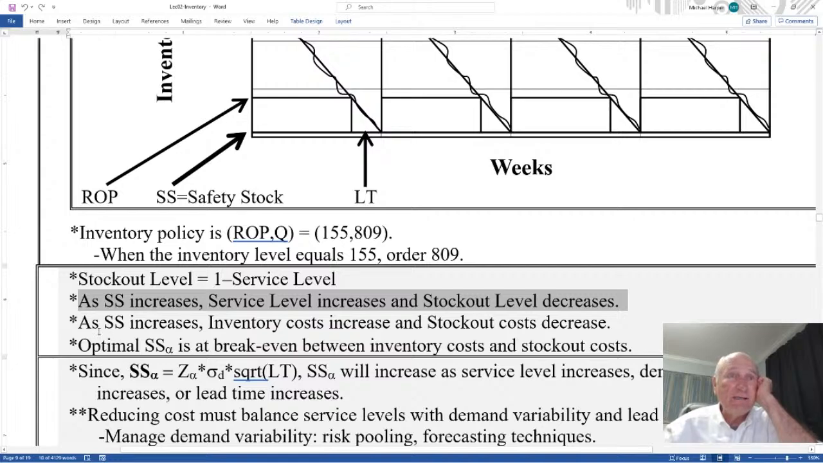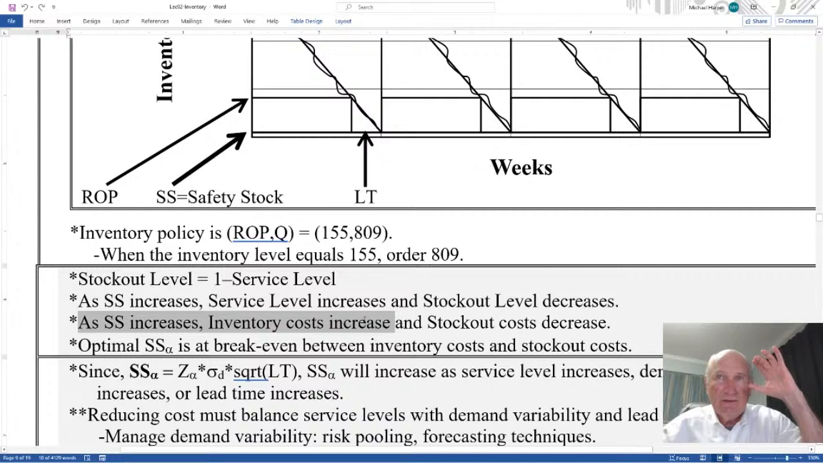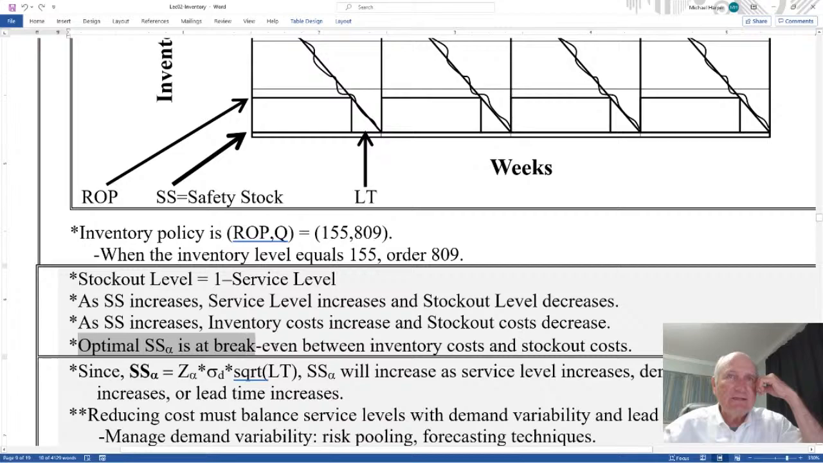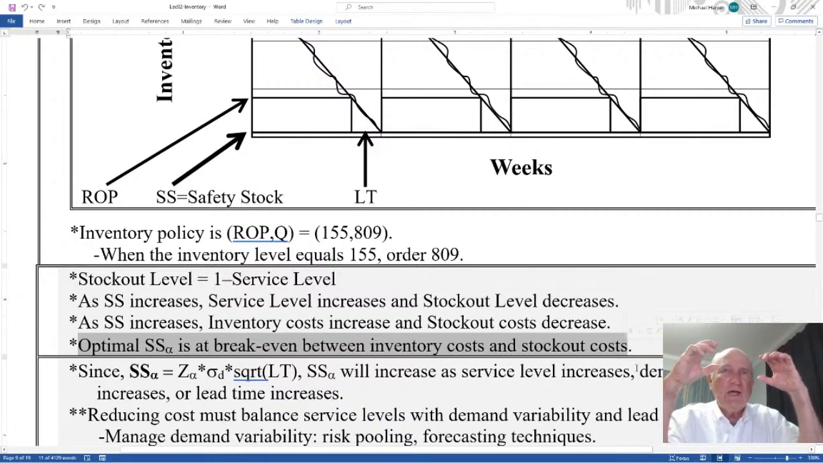But as the safety stock increases, the inventory cost increases because you're carrying more inventory. But the stock out costs decrease because you lower the probability of stock out. The optimal safety stock is at break even between these two costs. So the optimal statistical safety stock is where your inventory cost and stock out cost break even. That's going to be dependent on your stock out cost and your inventory costs.